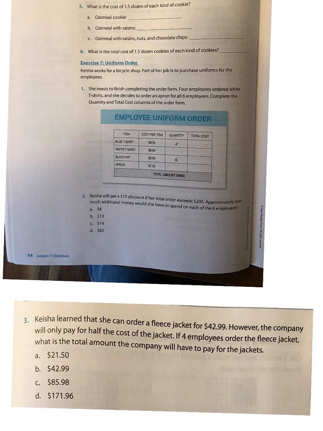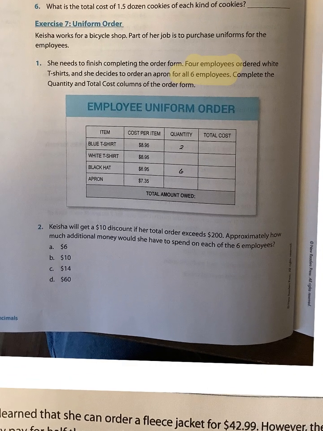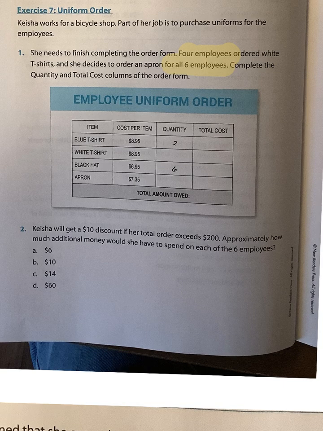4 employees ordered white t-shirts, and she decides to order an apron for all 6 employees, because aprons are really cool if you're working on bikes. Complete the quantity and total cost columns in the order form. Well, let's make this a little bit bigger. So what's she doing? We're filling in these blanks here.